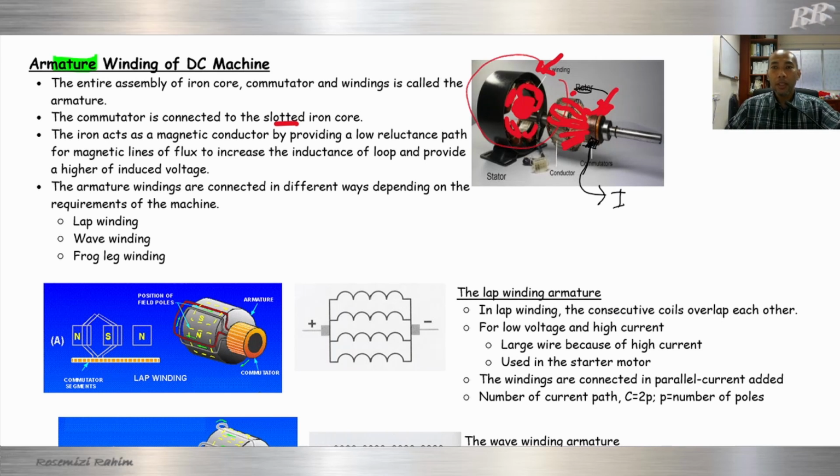There are a few types of winding. In this video we learn about 3 basic types of winding, named lap winding, wave winding, and frog leg winding. The first winding is lap winding armature.